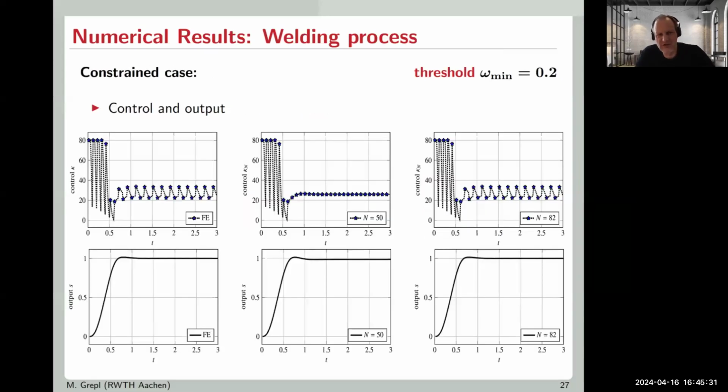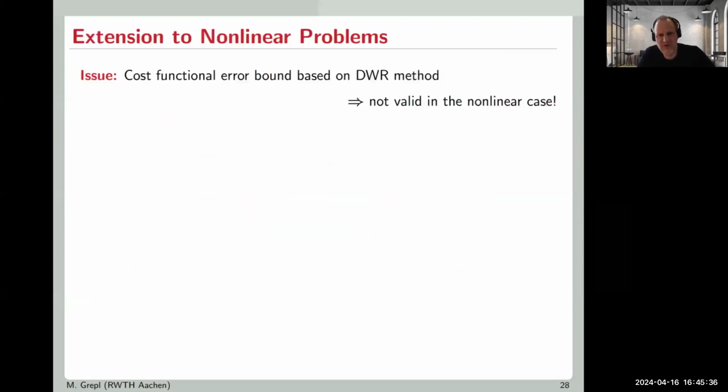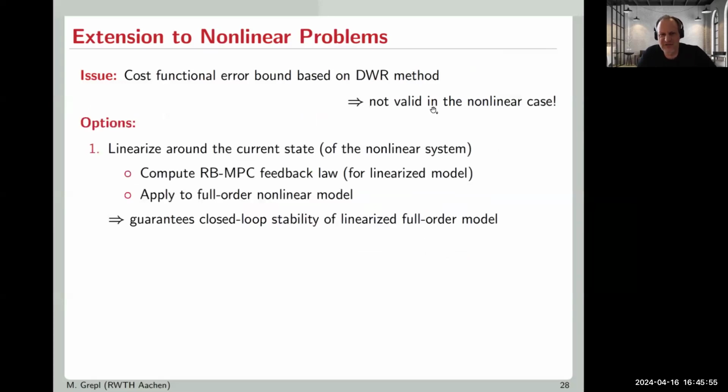Here are some results on the constraint case, which I'm going to skip because I want to spend just a few more minutes on the nonlinear case. So, the extension to nonlinear problems. The problem, of course, is that the DWR, the dual-weighted residual method that we use for the cost function error bound, is not valid in the nonlinear case. So what can we do? Well, there are two options.